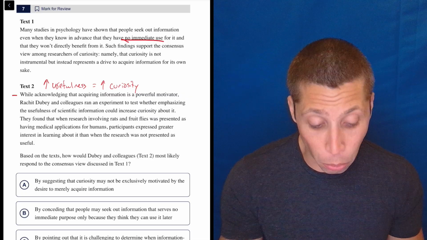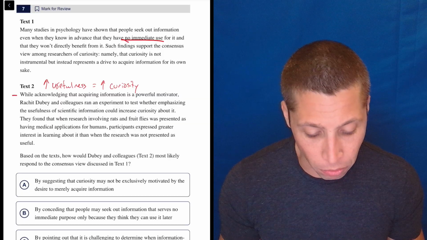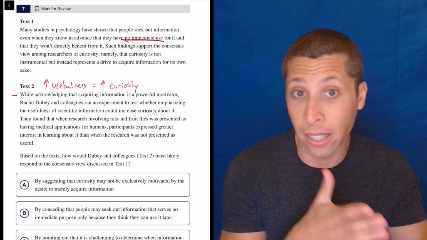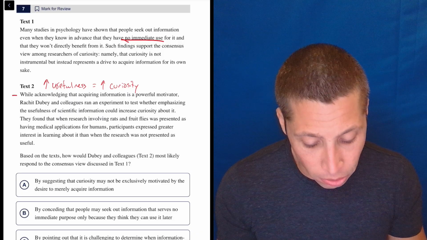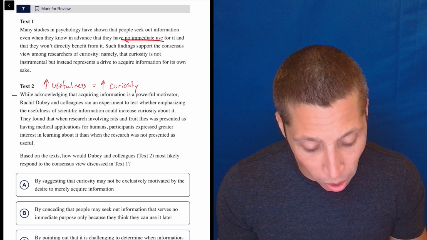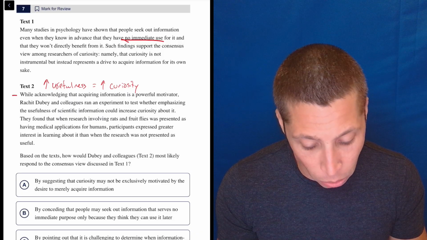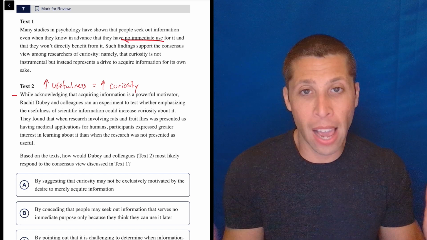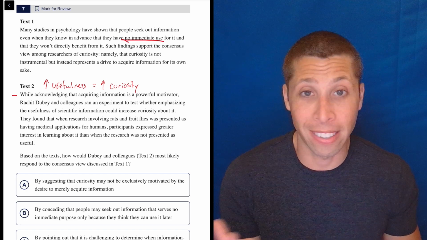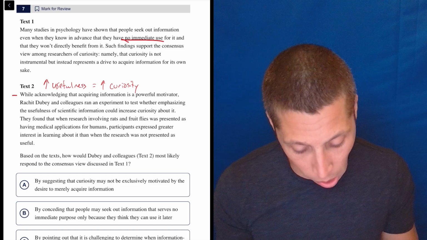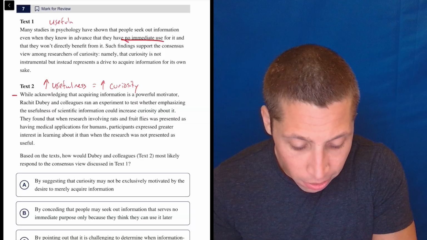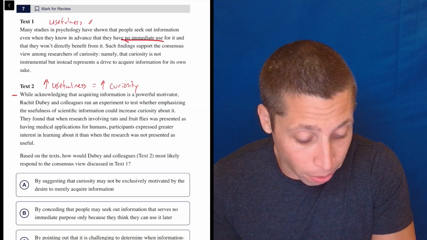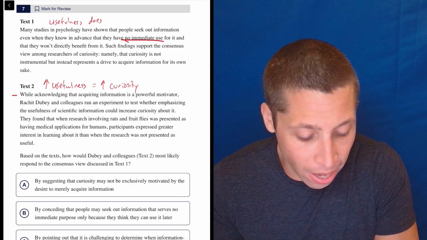Such findings support the consensus view among researchers of curiosity, and now we've got a colon telling us we're going to get the consensus view, namely that curiosity is not instrumental, but instead represents a drive to acquire information for its own sake. So this is saying the opposite thing, which doesn't surprise me because that's how most of these cross-text connections questions work. So this is just saying that usefulness does not matter, right? Or does not equal.